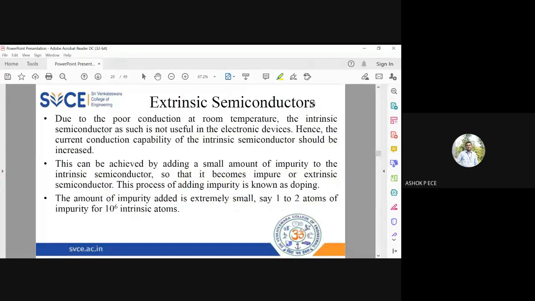So I'm going to make the semiconductors impure by adding some elements. So we are going to see what extrinsic semiconductors are.